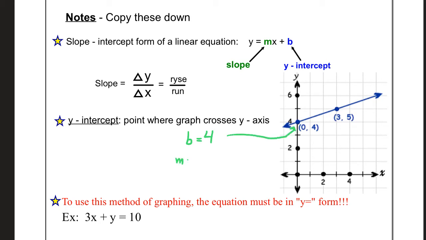Now, slope-wise, let's use that same y-intercept as our starting point. Remember, we moved from left to right. Slope-wise, it looks like we're rising 1, and then we run, count 1, 2, 3. So we rise 1, we run 3. That would be a slope of 1/3.